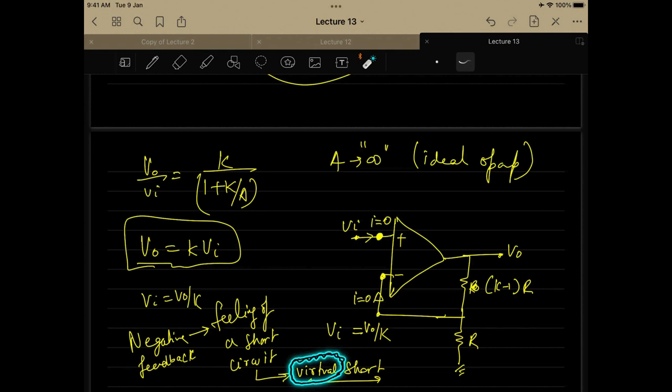Practically, there is no short. That's why we say virtual. Virtual means we are not observing it, but we are getting the same voltage at two different nodes, which is VI here and VI here. Okay, any questions?